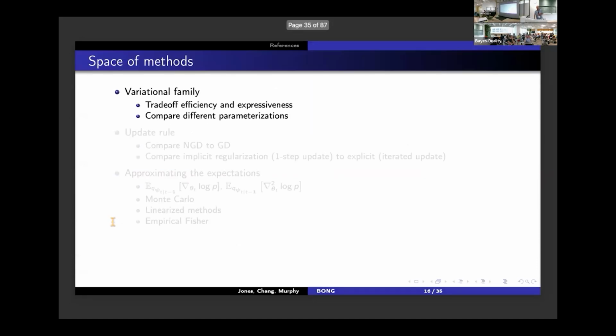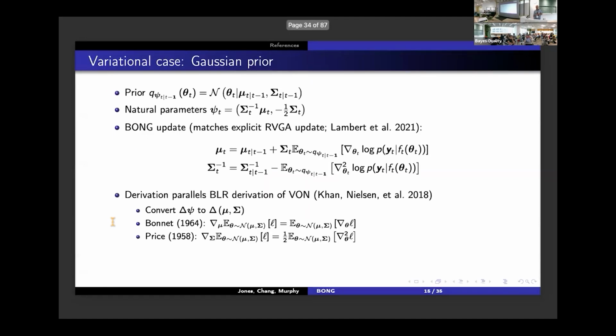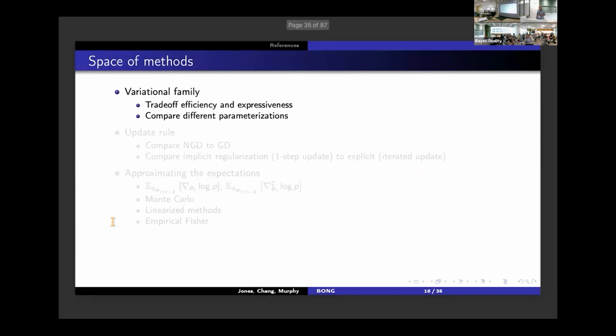More generally, we can apply this to a number of different variational families, rather than just the full Gaussian case. A full covariance Gaussian prior means that it's quadratic in the size of the model: you've got a theta by theta matrix. So we can trade off efficiency for expressiveness by using things like a diagonal Gaussian or things in between that I'll talk about. And we can compare different parameterizations.